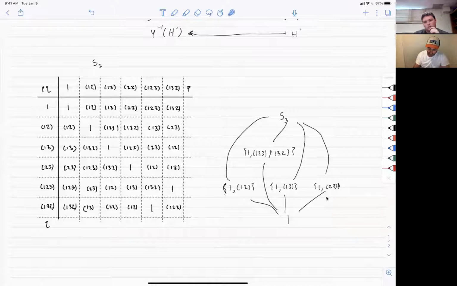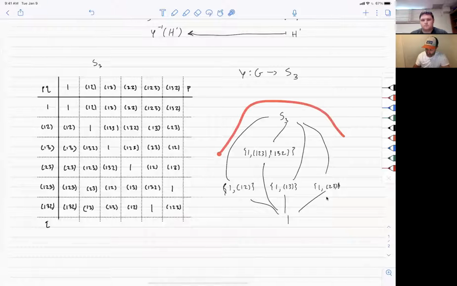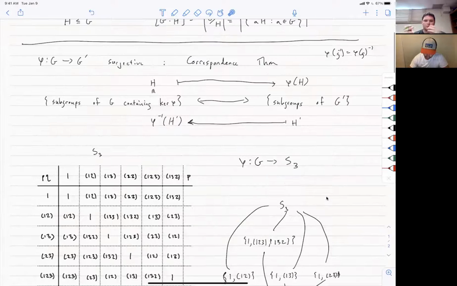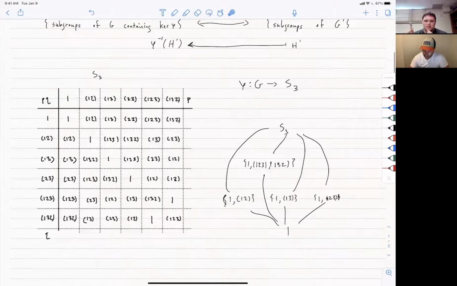And so the idea is that if I had a surjective homomorphism from some group G to S3, then I could identify all the subgroups that contain the kernel of phi. And if I wrote them all down, it would look just like this picture, except they would be subgroups of G instead of these guys. And so then, okay, that makes more sense. So is that what the correspondence theorem is saying?